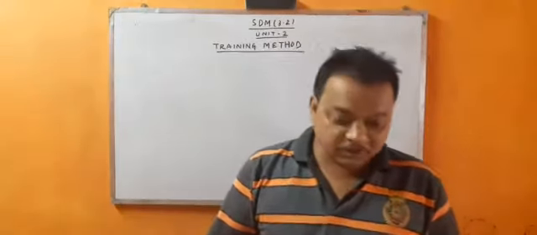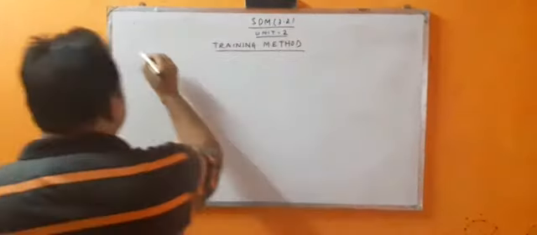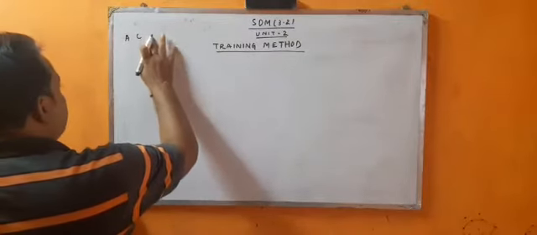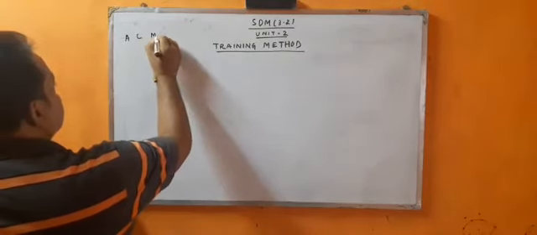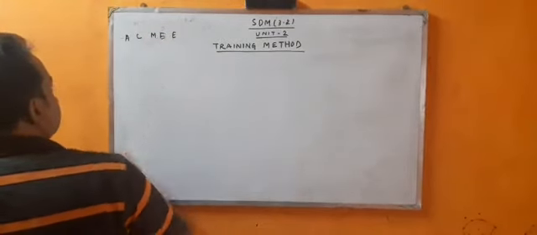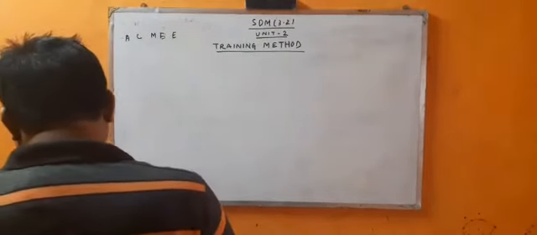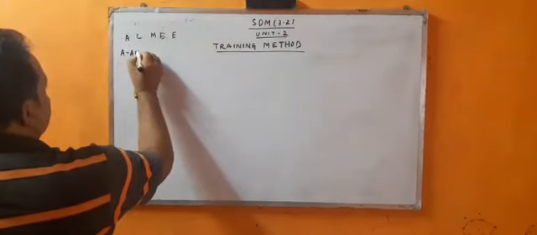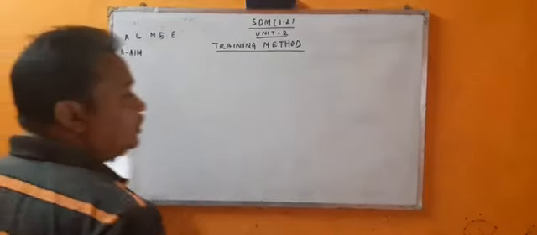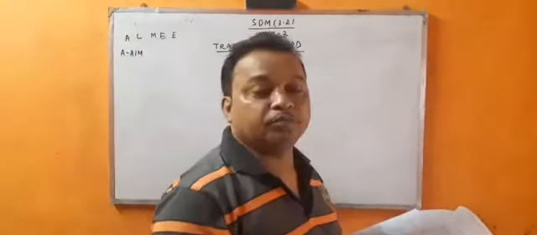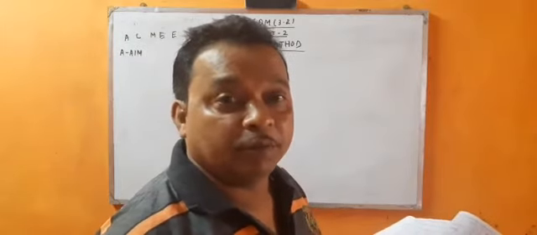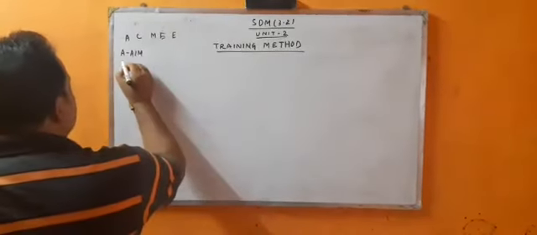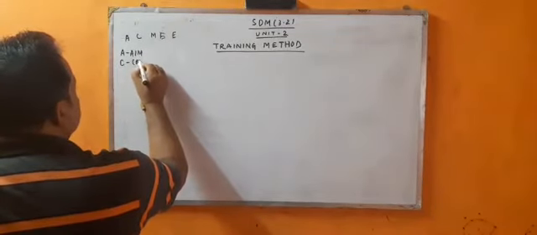As we have discussed regarding the ACMEE, that is what we have discussed in the case of ACMEE. A is for aim. Already we have discussed the aim, why we need to conduct the training program, the importance of conducting the training program, and we have also discussed the content.